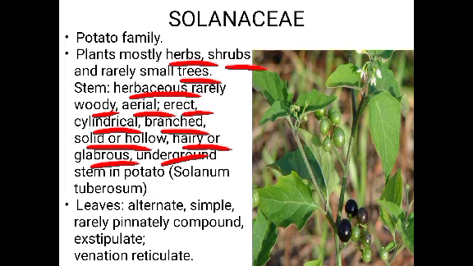Then the stem can be underground. In the case of the potato plant, it is an underground stem. The potato's scientific name is Solanum tuberosum. Okay, so these are the characteristics of the stem. Now when we see the leaves, the leaves are alternate, that is arranged alternately.